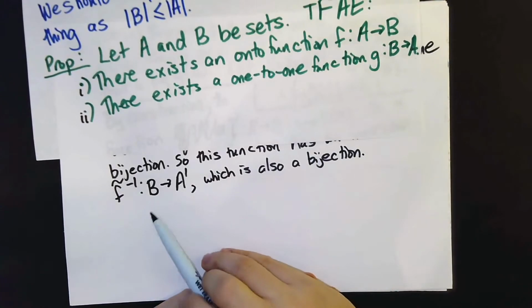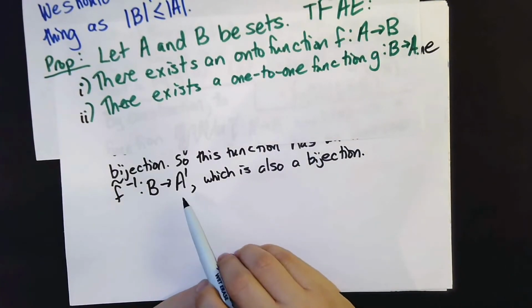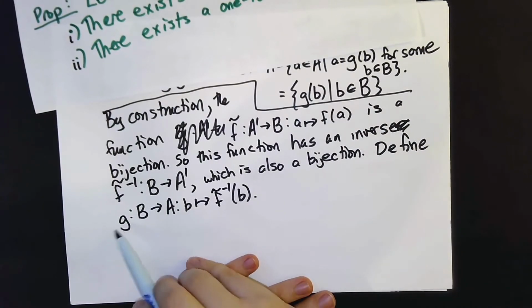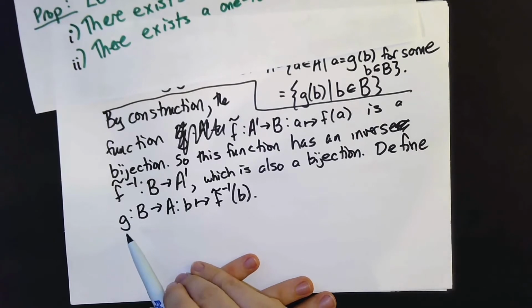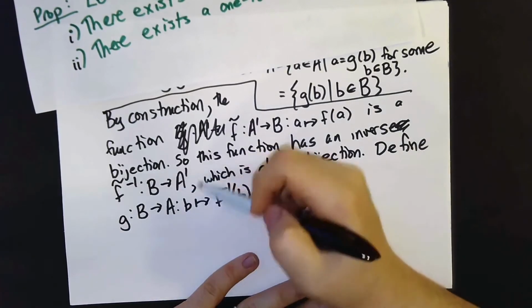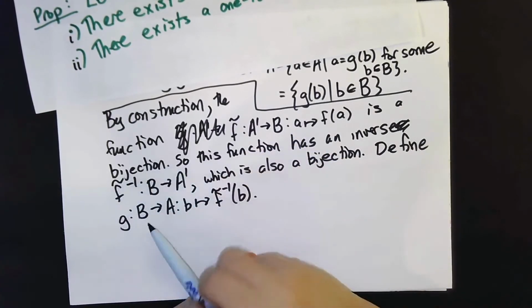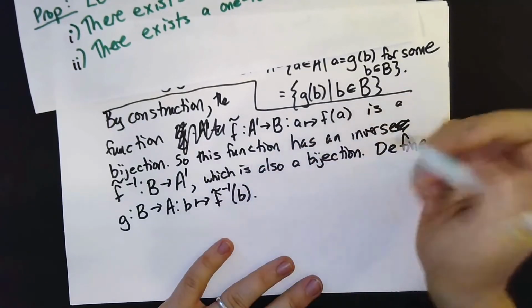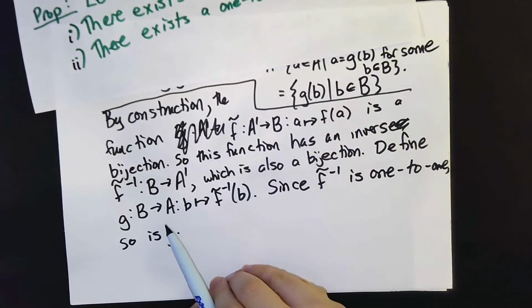This is, in fact, a one-to-one function from b to a subset of a, but I can go ahead and fix that by making the codomain bigger. Namely, I'm just defining my function g here to act as f twiddle inverse, but instead viewing the codomain as a instead of a prime. And now, since f twiddle inverse was one-to-one, because it was a bijection, so is g.